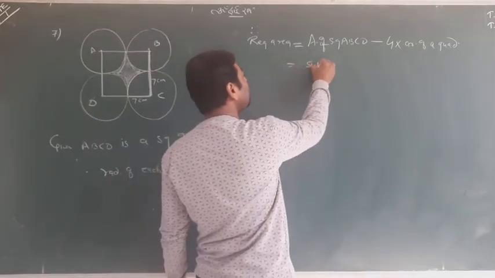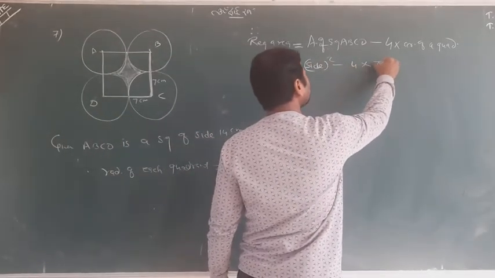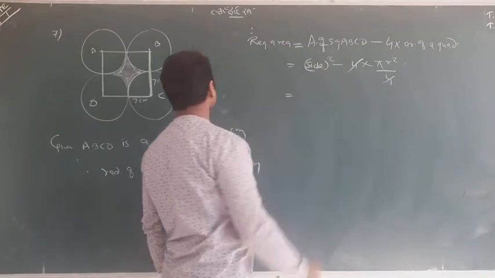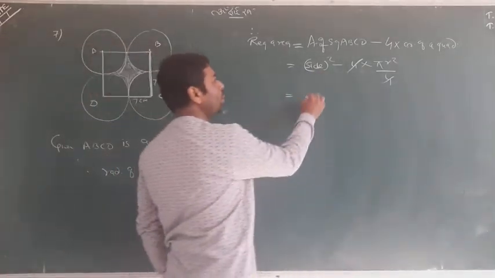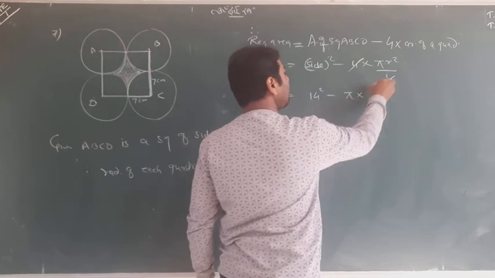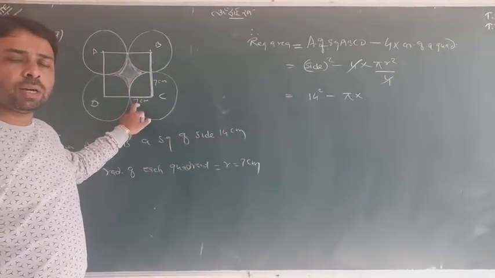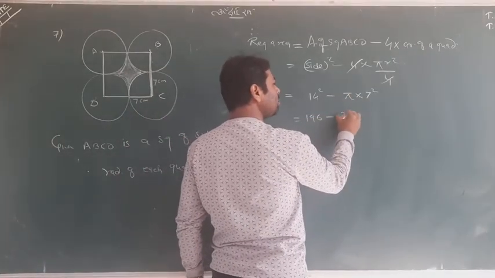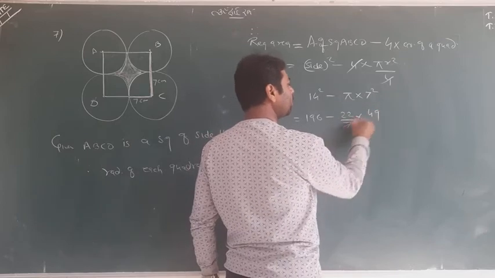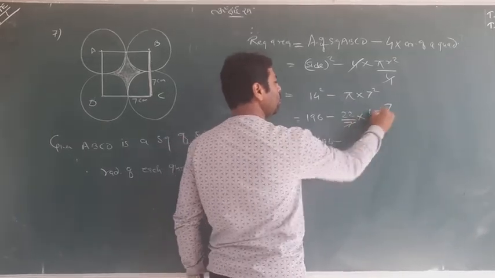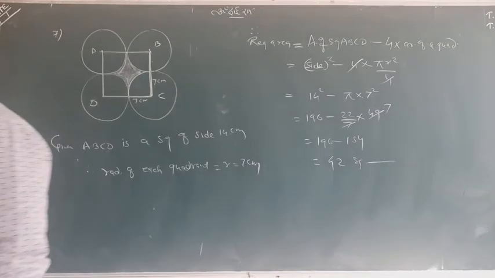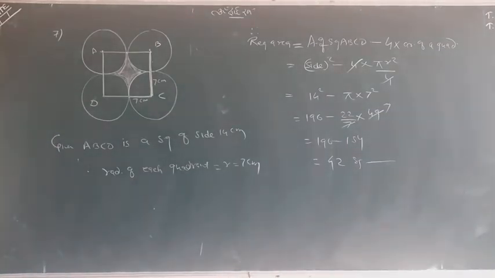Now go on. This is side into side, and the area of a quadrant is pi r square upon 4. These two cancel. Now, students, side into side is 14 square, and pi, that r is what? 7, the radius of the quadrant. 7 square. Now 14 square is 196. Pi as 22 by 7 is good to put here, and this is 49. These two cancel. These two will be 154, and the answer is 42 square centimeter. That's the answer. So students, I think it's going to be easy. Nothing was hard. Okay.